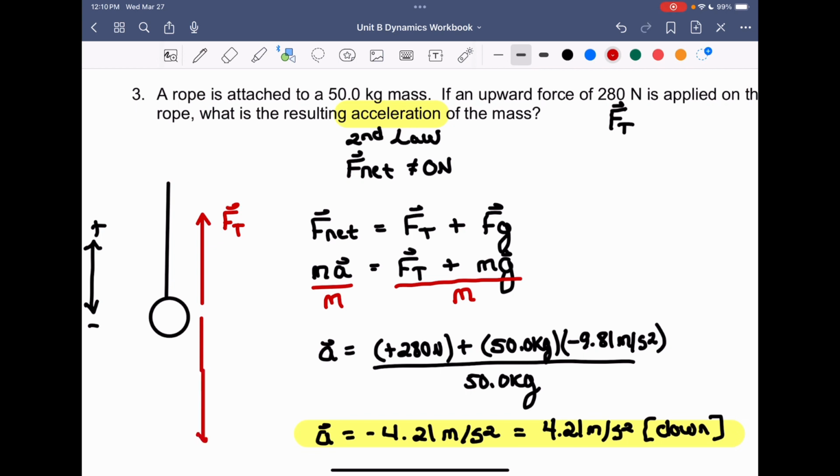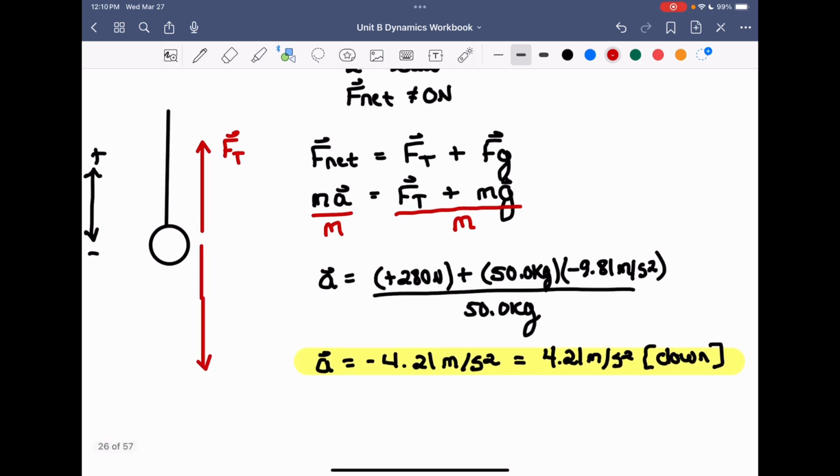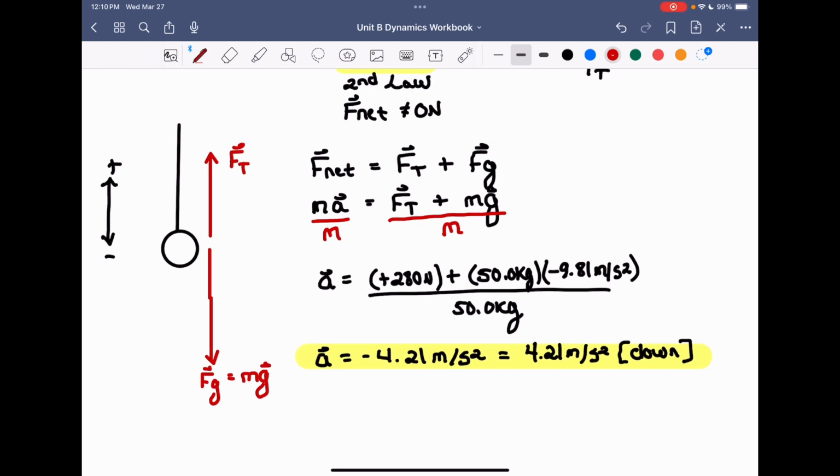So I'm going to make this drastically longer. There we go. So this is going to be our FG, which is equal to our mg. So this definitely shows a force imbalance, where the FG, or the force due to gravity, is larger than the FT, and that force imbalance causes the object to accelerate in the negative direction.